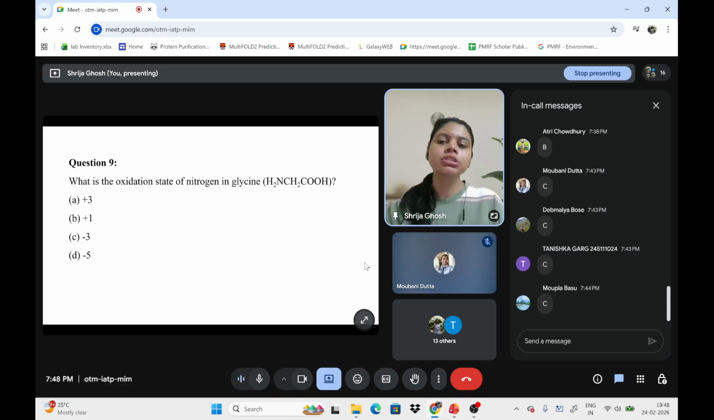What is the oxidation state of nitrogen in glycine? The formula of glycine is given. It's an amino acid. What is the oxidation state of nitrogen in this molecule? Write your answers in the chat box. What is the oxidation state of nitrogen in glycine?